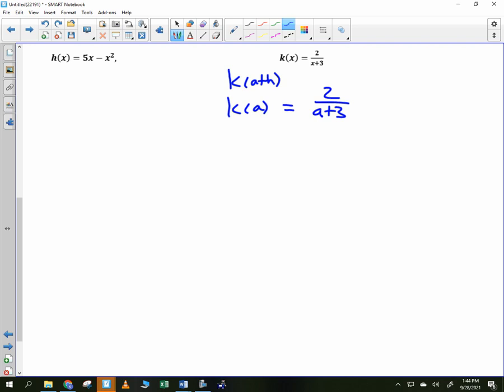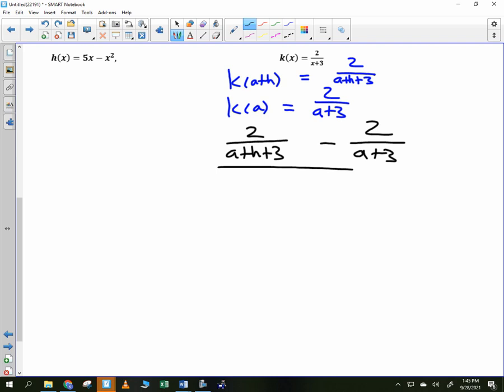Then if I do k of a plus h, that's going to be 2 over a plus h plus 3. Are we okay with that? Yeah. Fractions. Here we go: 2 over a plus h plus 3 minus 2 over a plus 3, all over h.